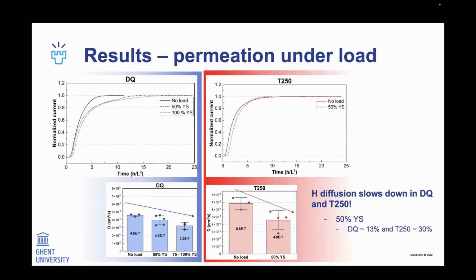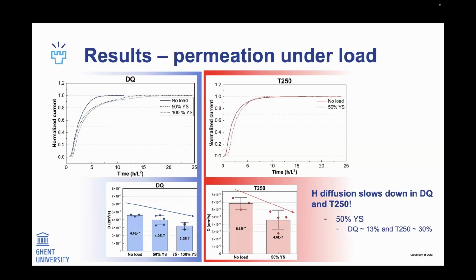The surprising results came after we added the loading. On the left side, you can see the direct quenched steel, and the assumption was that if we load the samples, we're going to have faster diffusion. As you can see, this wasn't the case.